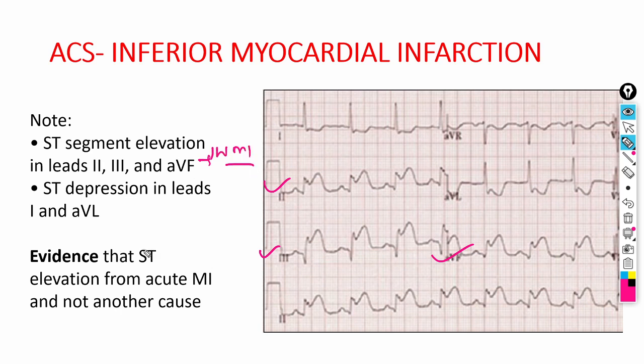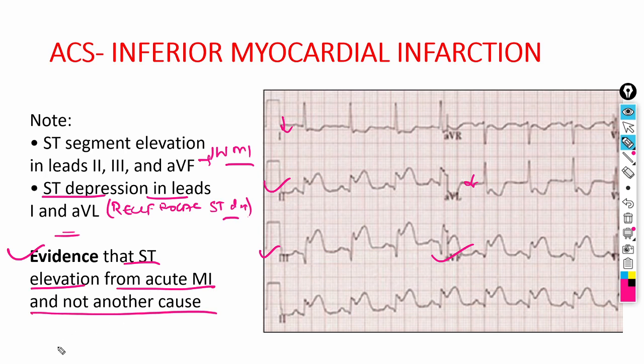There is associated ST depression in leads 1 and AVL. These are the reciprocal ST depression, because these leads are opposite to the inferior leads. This can be considered as a mirror image of ST elevation. This ST depression is very important to mark the diagnosis of MI, and this is the evidence that ST elevation is from acute MI and not any other cause.